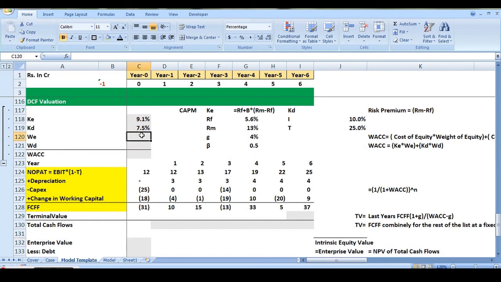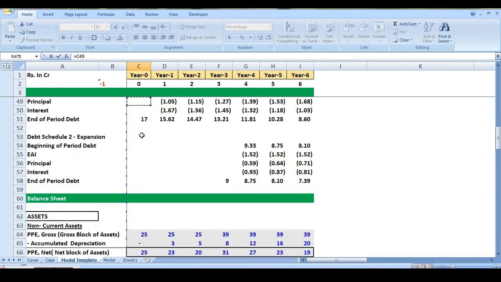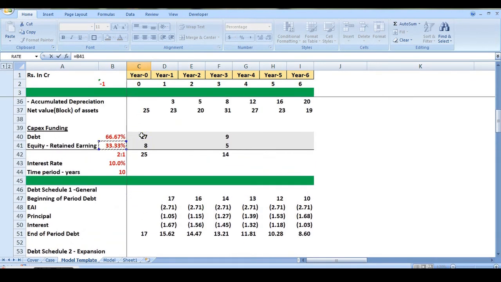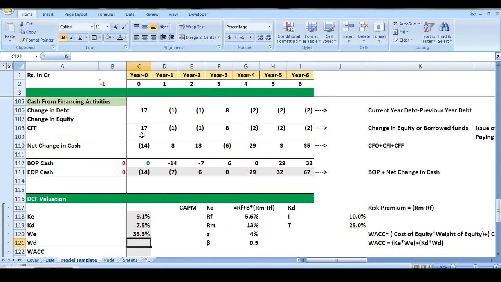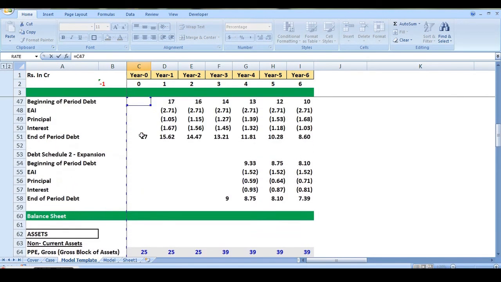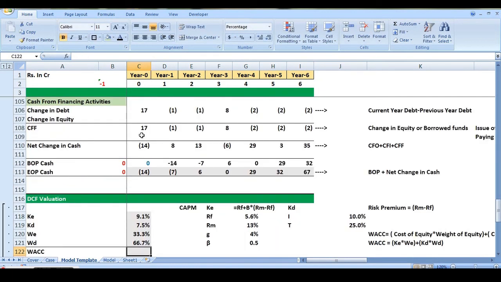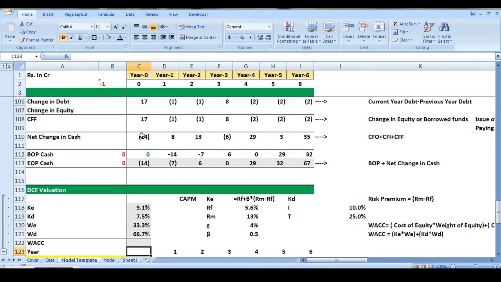Is equal to 33% and weight of debt is equal to 66%. Now you will say we do not have equity, but the retained earnings are there, and the cost of retained earnings is always equal to cost of equity. So we consider them to be the same and calculate WACC.